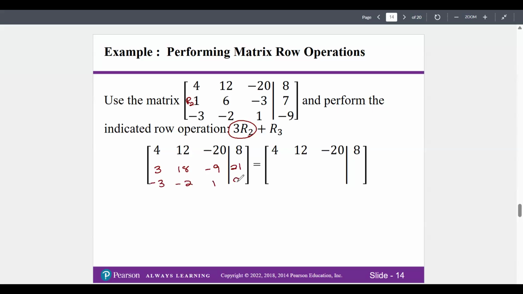And then we're going to keep row 3. And then we're going to add these two rows together to get my new row. So in the end, 3 plus -3 is 0. 18 minus 2 is 16. Minus 9 plus 1 is -8. 21 plus 9 is 30. So that's my new row. And then we just put back the original R1.